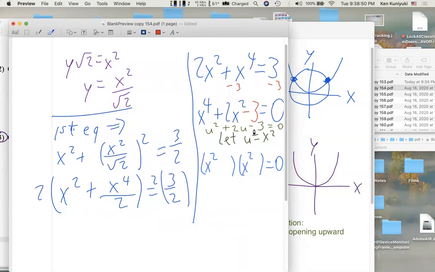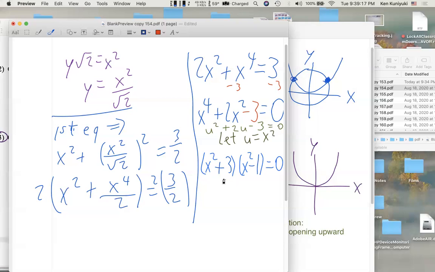All right. So split signs. Positive 2u, that's going to be the sum of the cross terms. Or positive 2x squared, right? So we're going to need a positive 3x squared and a negative 1x squared. That's going to work out. If worse comes to worse, you could use the quadratic formula for u, right?